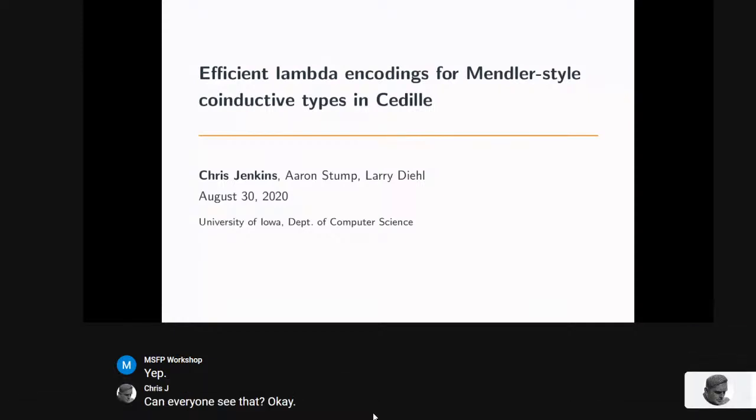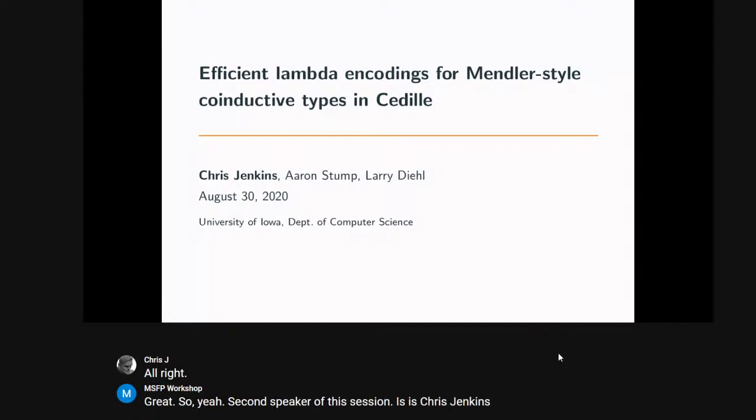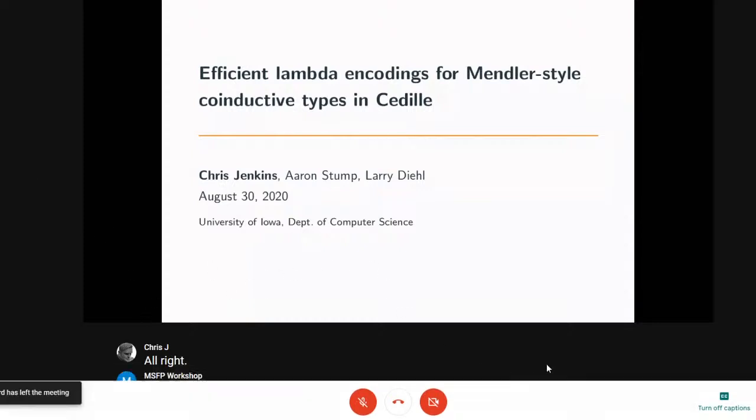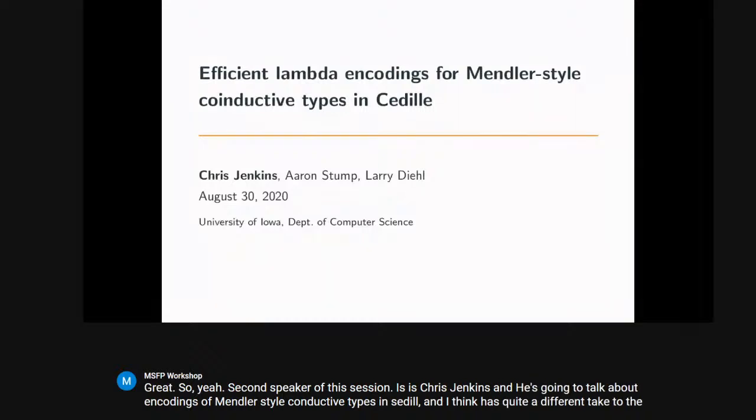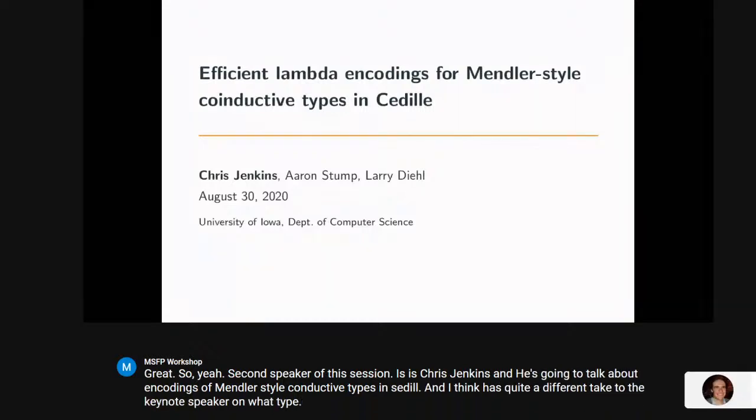That's great. So, yeah, our second speaker of this session is Chris Jenkins, and he's going to talk about encodings of Mendler-style co-inductive types in Cedille, and I think has quite a different take to the keynote speaker on what types look like. So I'm looking forward to this. All right. Thank you very much.